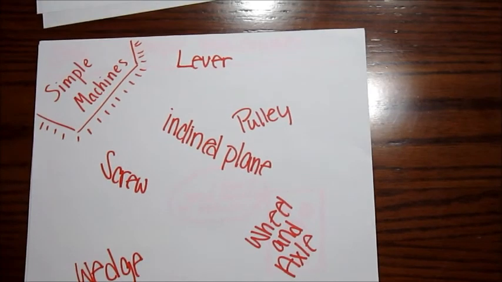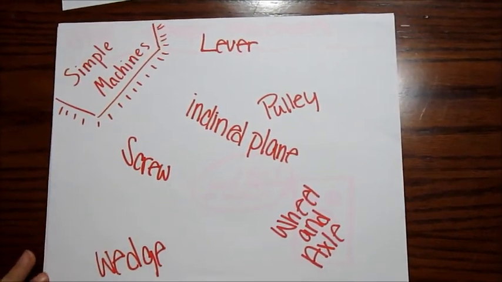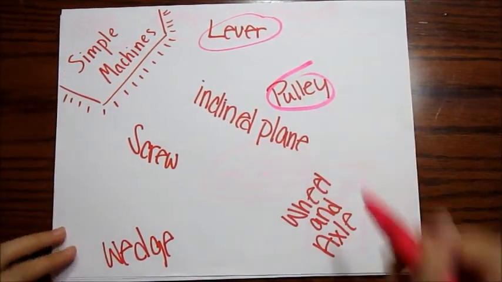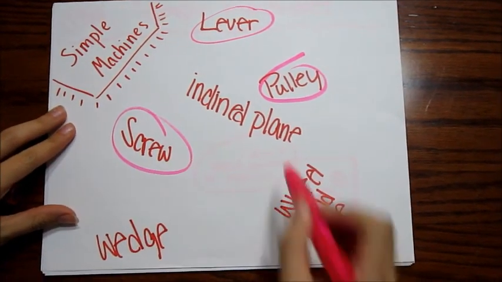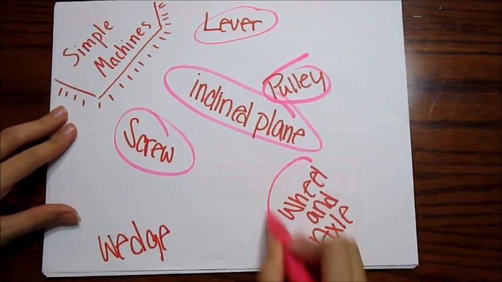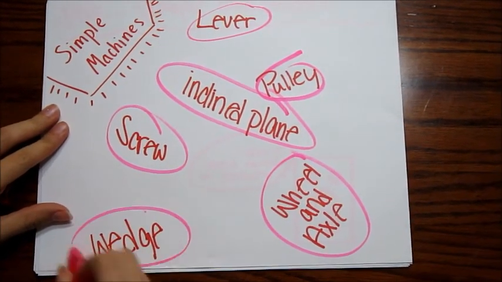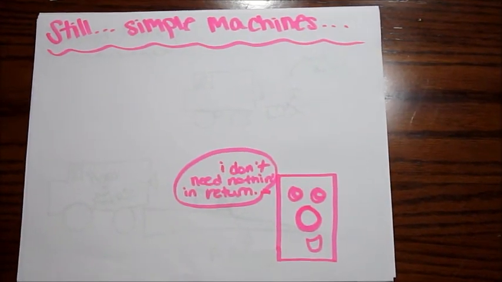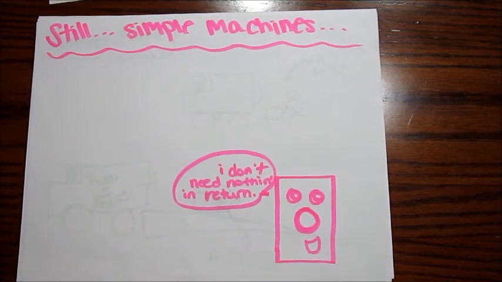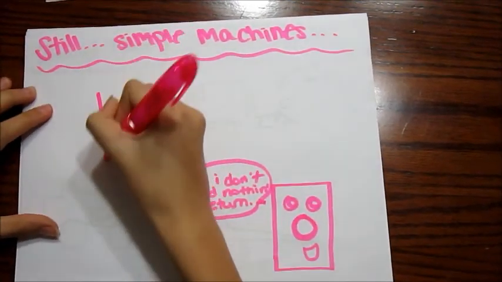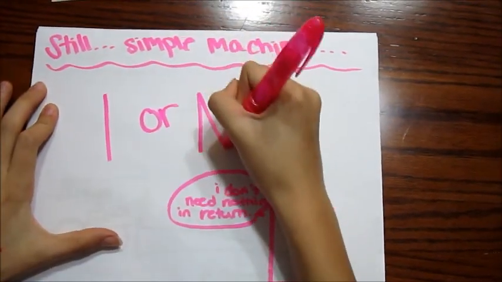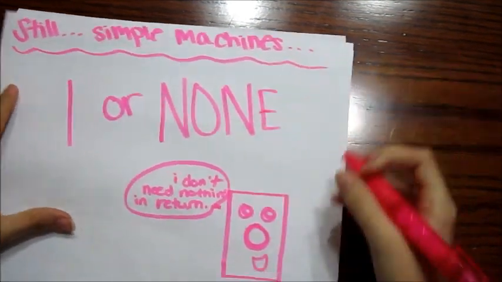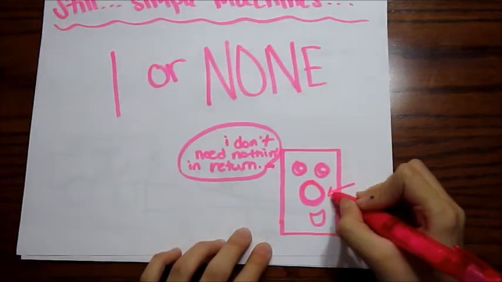The examples of the simple machines are the lever, pulley, screw, inclined plane, wheel and axle, and wedge. Simple machines are tools that are designed to make work easier and have few or no moving parts. Simple machines reduce the amount of force needed to do work. They also never get tired and never ask for anything in return.